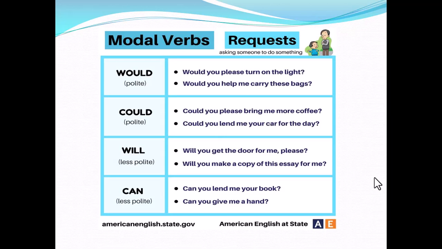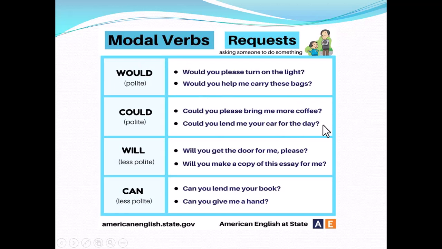Here we can use only modal verbs to request someone, asking someone to do something. I captured this one from the American English website. Would is very polite, will is less polite, and can is less polite. Here is the difference: would you please turn on the light, would you help me carry these, please. Here we are not using the word please because these are already polite enough, so why use please? It would not be formal.